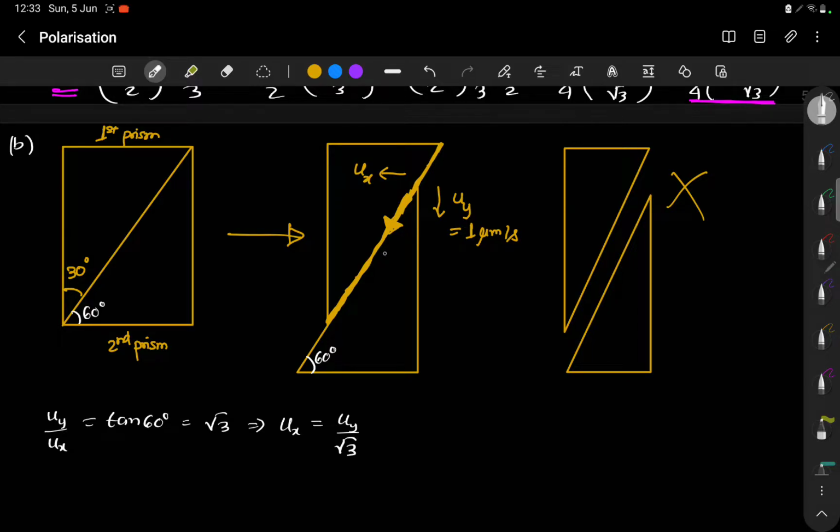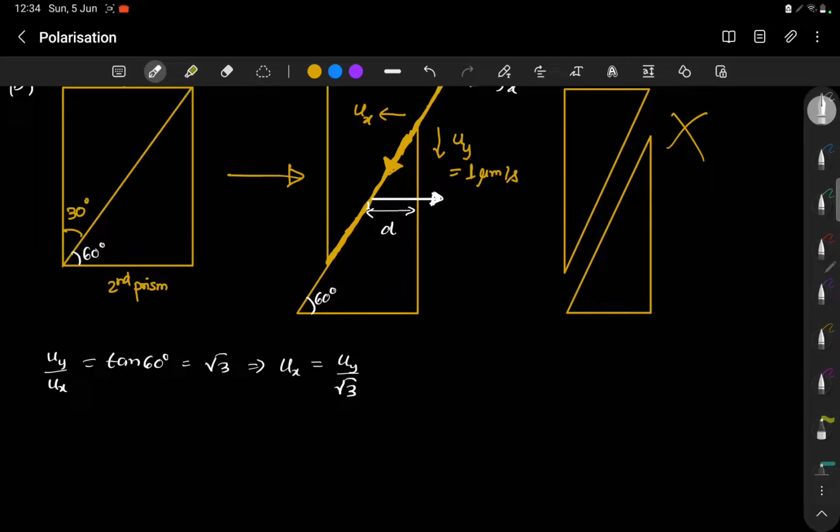Now we have the rays emerging along the x-axis. So we have this as our emergent ray. This is the x-axis. This horizontal is the x-axis. So our rays, both the beams, are finally emerging along the x direction. And let us consider that this distance right here, the distance that the rays travel in the second prism, let us call this distance d.